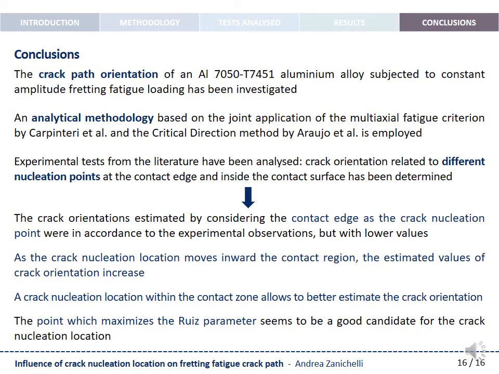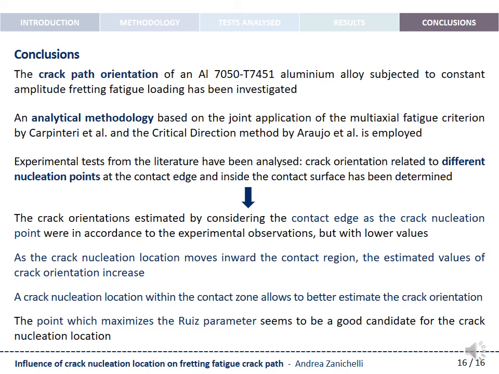And now let us move to the conclusions. In the present paper, the crack path orientation of a 7050 T7451 aluminium alloy subjected to constant amplitude fretting fatigue loading has been investigated by means of an analytical methodology based on the joint application of the multi-axial fatigue criterion proposed by Carpinteri et al. and the critical direction method proposed by Araujo et al.